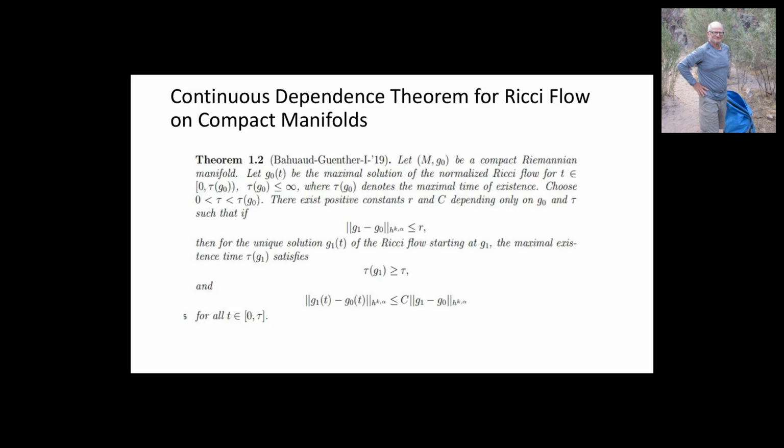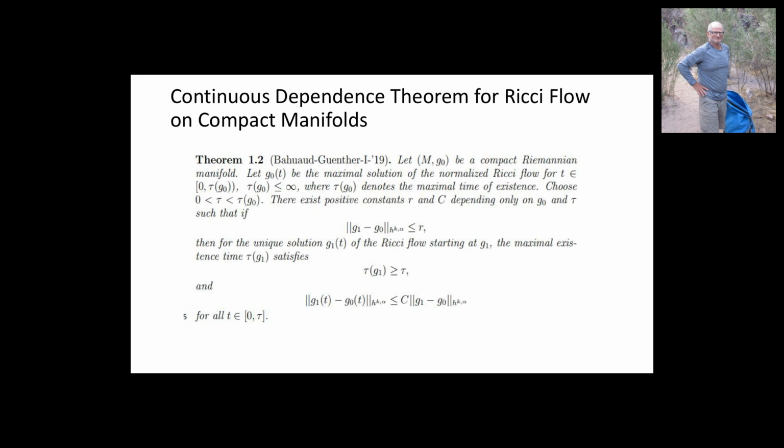So as I mentioned, to prove convergence stability, the first step is to prove a stability theorem, as I just discussed in the case of the torus. The second step is to prove continuous dependence for the Ricci flow on these manifolds. So let me state the theorem. This is work of Bahuaud, Guenther, and myself from a couple of years ago.